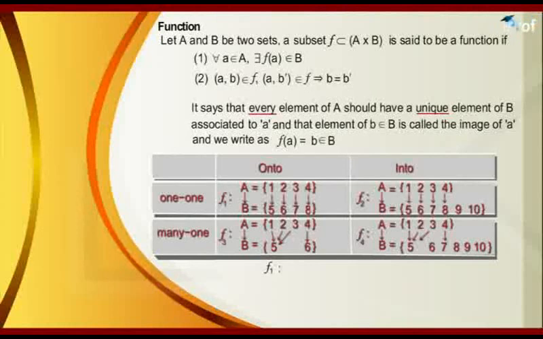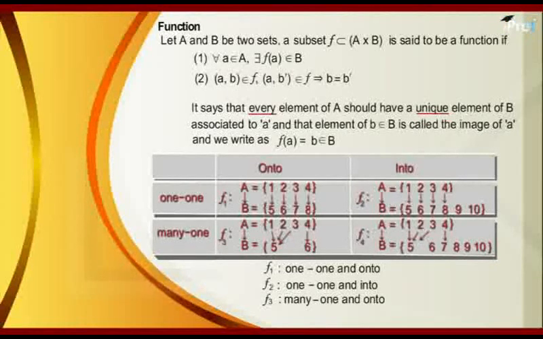Recall, f1 is one-one and onto. f2 is one-one and into. f3 is many one and onto, while f4 is many one and into. The first function, one-one and onto, is also called a bijection. Here in this function, two different elements of A have two different images, and also every element of B has a pre-image.